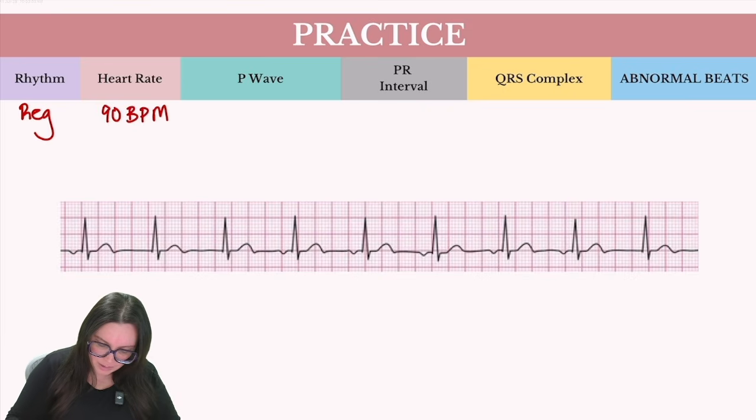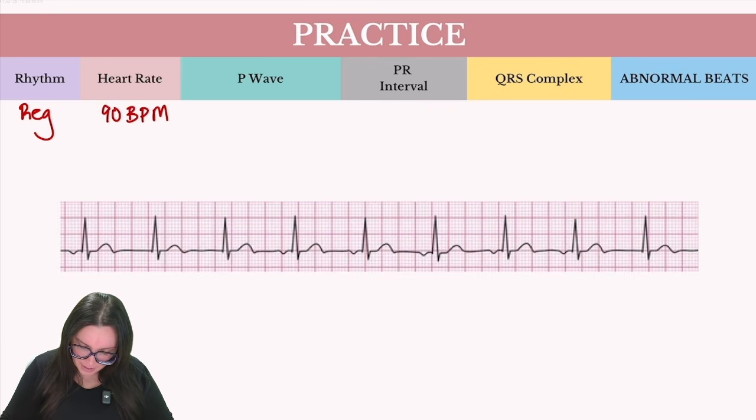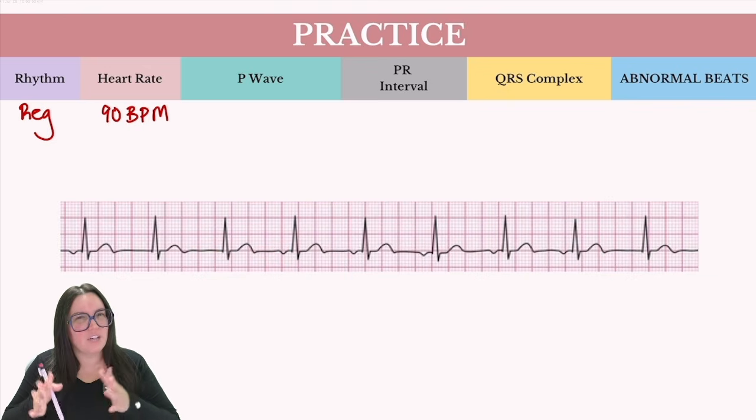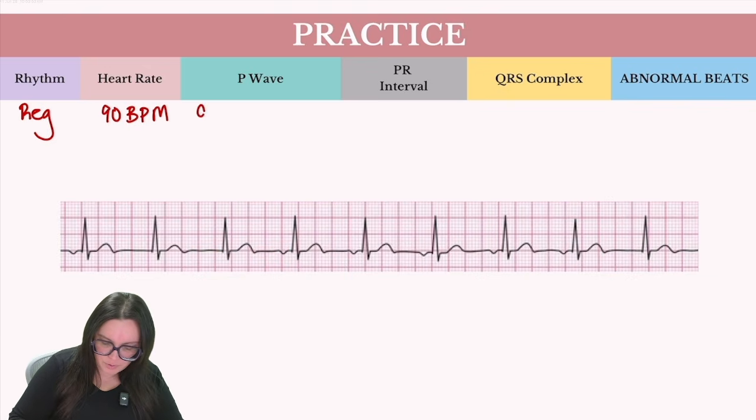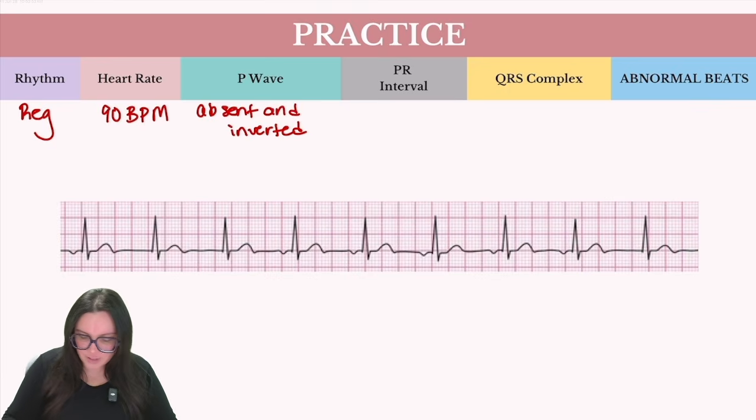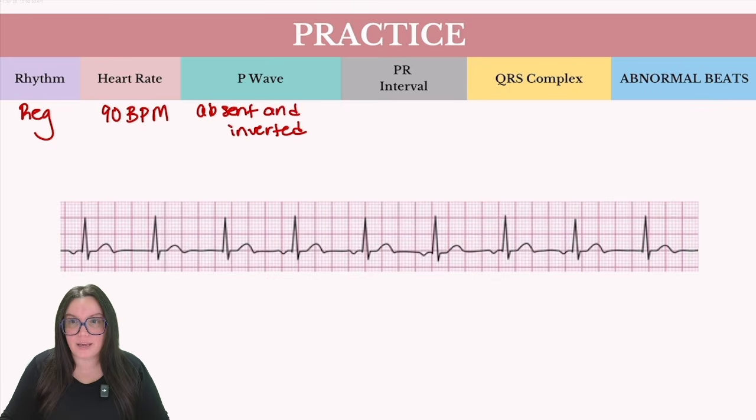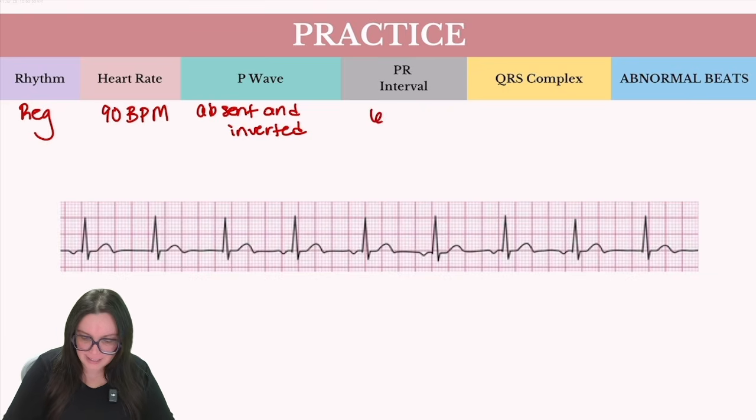Then I want to take a look at my P waves. Do I have any P waves? Well, let me see here. Right here, it looks like I actually have maybe a little bit of an inversion that's taking place. Then I have no P wave. Oh, look at that. I got a little bit of an inversion there too. So the P waves are kind of variable, right? So we have both absent and inverted P waves. Because I have inverted P waves, I do have a little bit of a variation when it comes to my PR interval, but ultimately it's going to be less than 0.12 seconds.